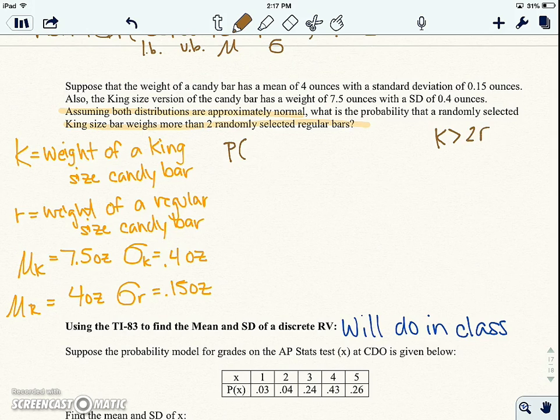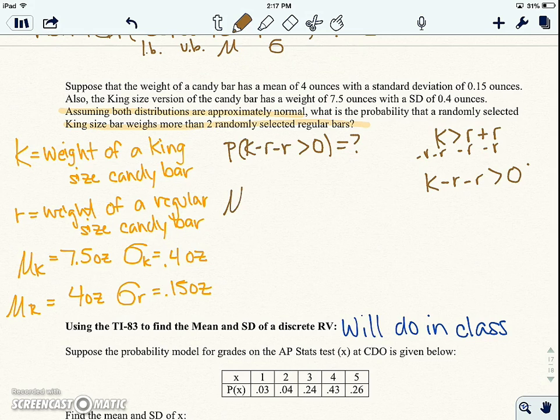That is not 2R. That would be 1 bar twice as big, which would probably end up being about a king size or maybe bigger. Instead, that's a regular plus a regular. Okay, and if you subtracted R from both sides, you'd get king size bar minus R needs to be greater than 0. So we want the probability of a king size candy bar minus a regular candy bar minus a regular candy bar being greater than 0. And that's our question. So now we need to find the new distribution.